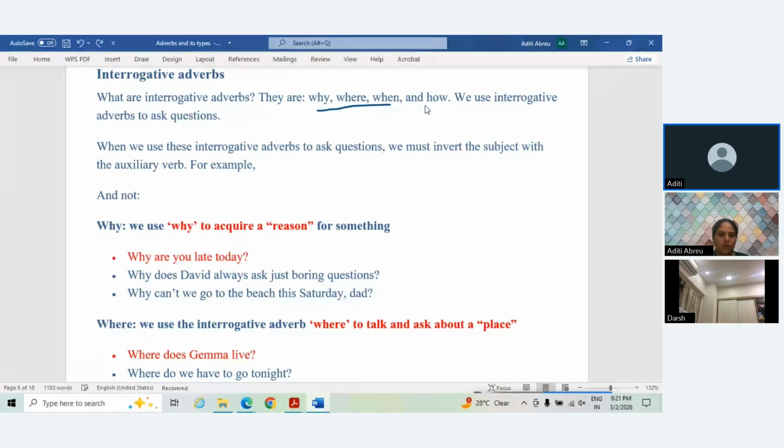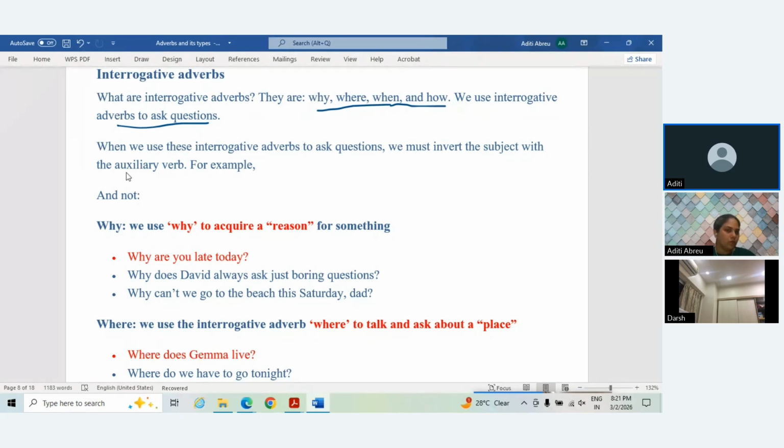So just take down this part, what I have underlined. Why, when, where, and how. Now, the other question words like what, which, whose, who, when they come at the start of a question, can either be an adjective or a pronoun, but they will not be an adverb. Let's see this question. What are interrogative adverbs? Here, what is a pronoun. It's called an interrogative pronoun.